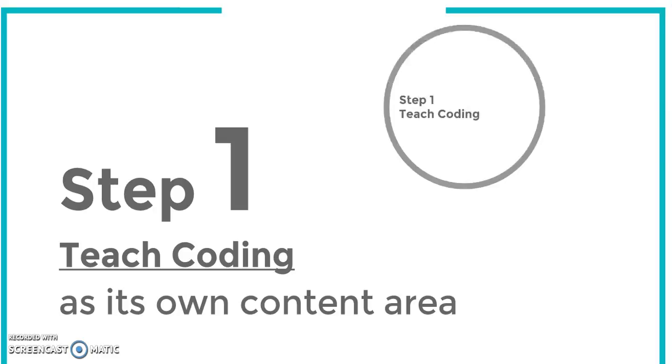So in step 1, you would teach coding, just coding. Set aside a time for your students to explore, play around, and have the freedom to learn what coding is on their own through playing. That is very important. At that stage, you don't teach them any content area or expect them to make any type of project that includes the content, just coding separately.